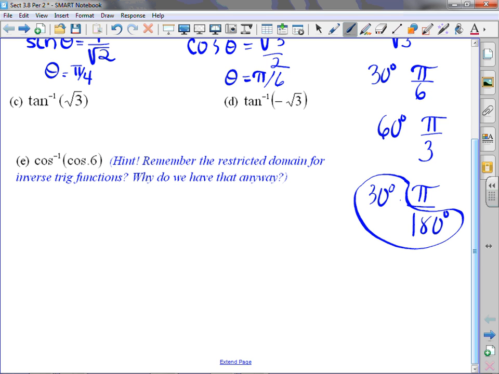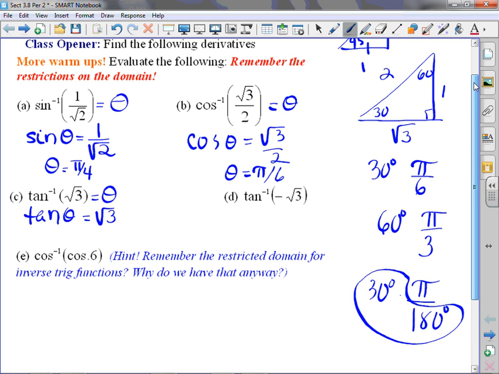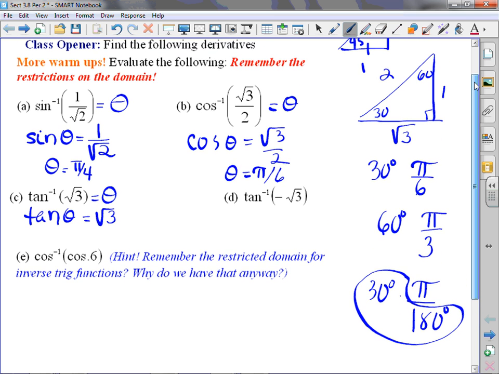Okay, what about this one? This is equal to theta, which means that the tangent of what angle is equal to the square root of 3. Grant? What's the tangent of what angle is equal to the square root of 3? Look at the triangle. 60, right? That's right. Or I want to make it pi over 6, but that would be wrong. So it's pi over 3.